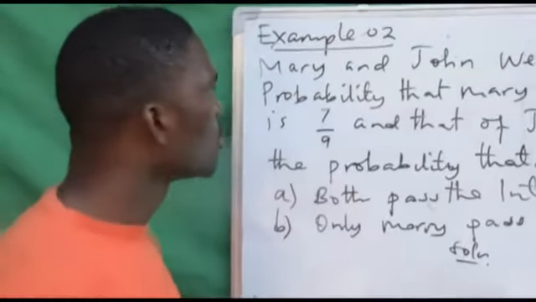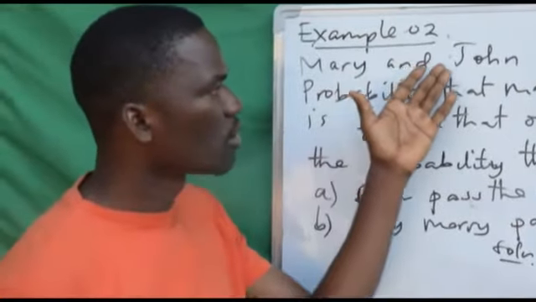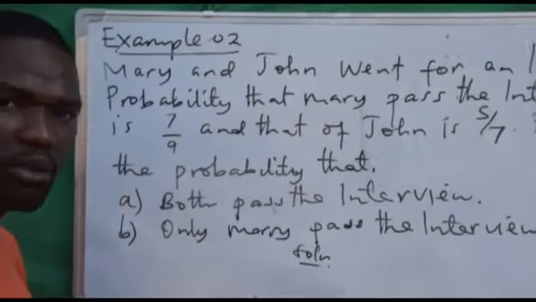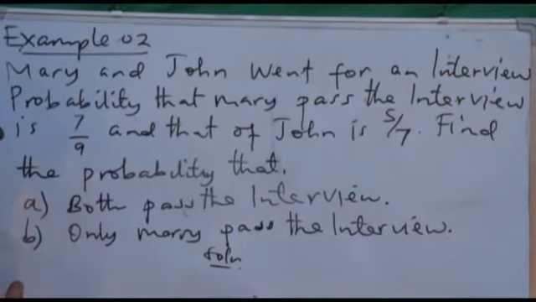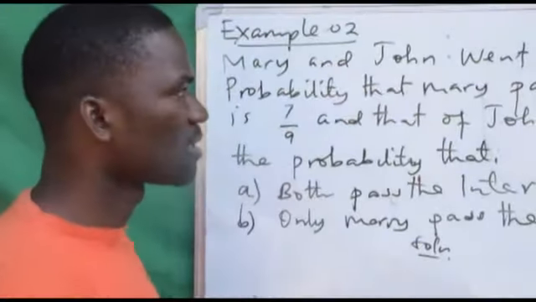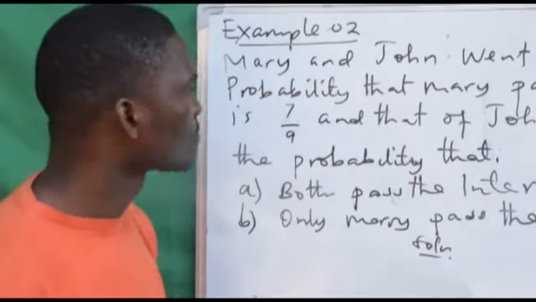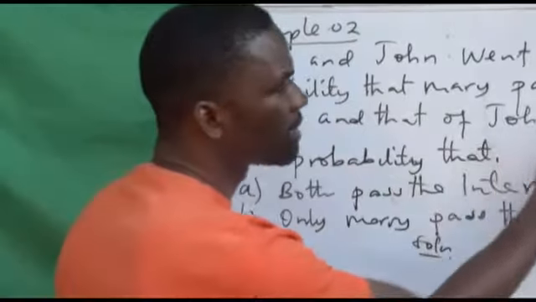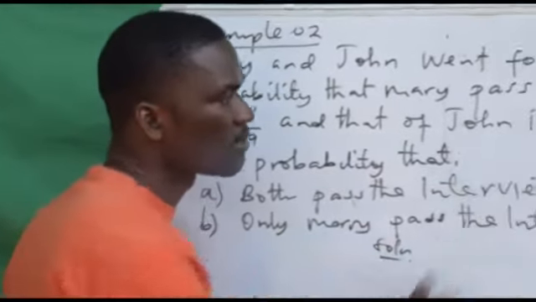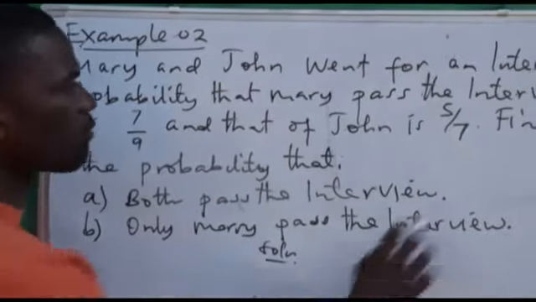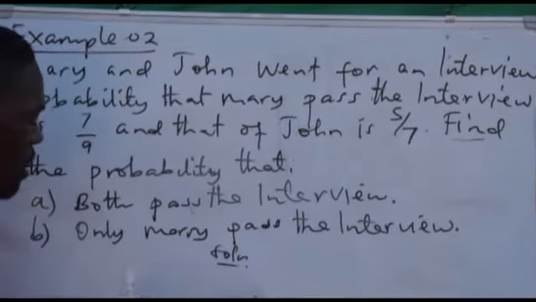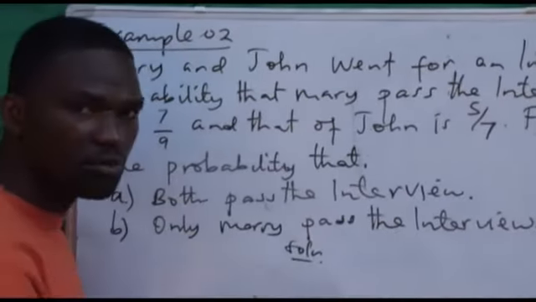Now example number 2 is about Mary and John who went for an interview for a certain post, maybe for a certain job, from a certain company, I could say. Now the probability that Mary passed the interview is given to be 7 out of 9, and that of John is 5 out of 7. Now find the probability that A, both passed the interview, B, only Mary passed the interview.